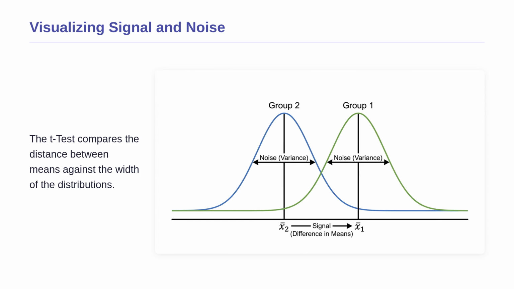But notice the width of the curves. That width represents the variance, or the noise. If these curves were very wide, they would overlap heavily, making it hard to tell them apart, even if the peaks were separated. The t-test essentially measures the ratio of that horizontal distance between the peaks to the width of the bells. This diagram perfectly captures the physical interpretation of our formula.